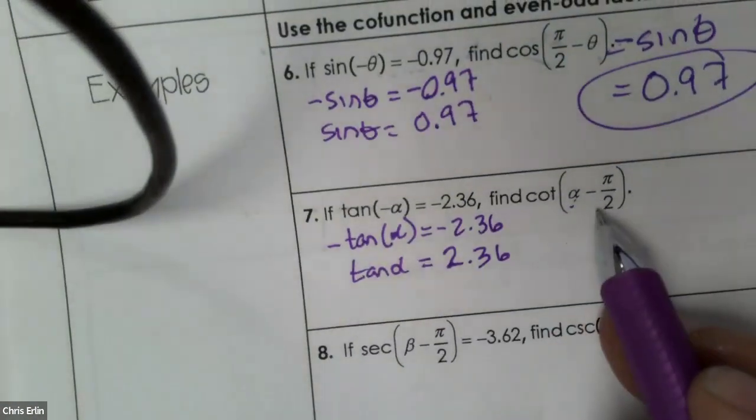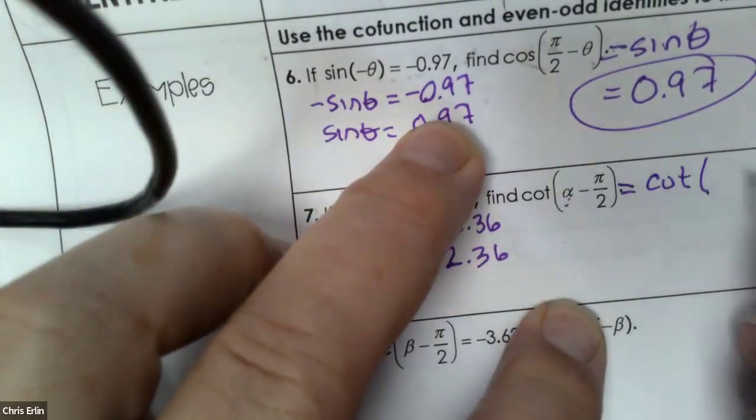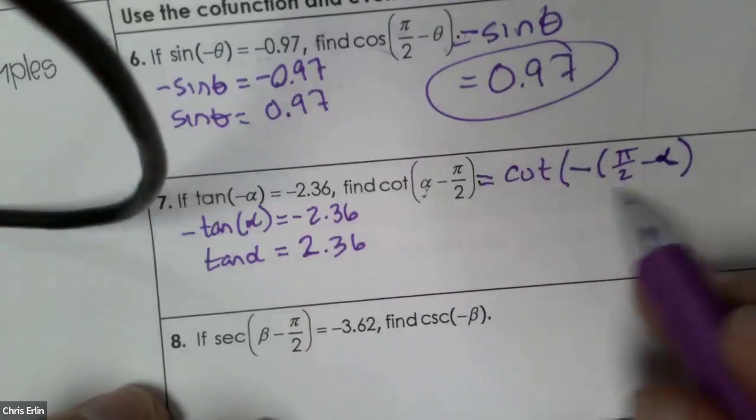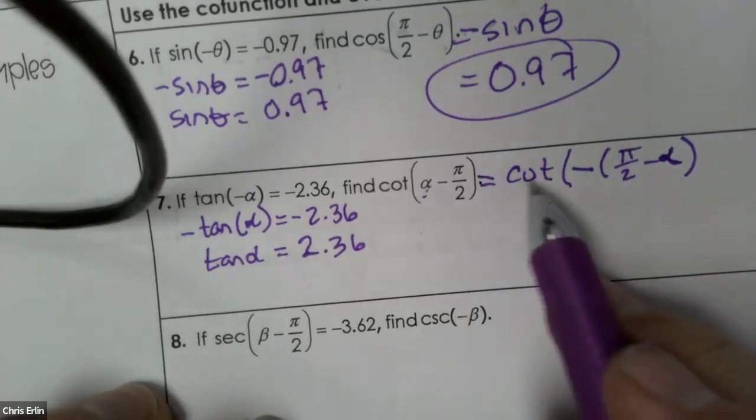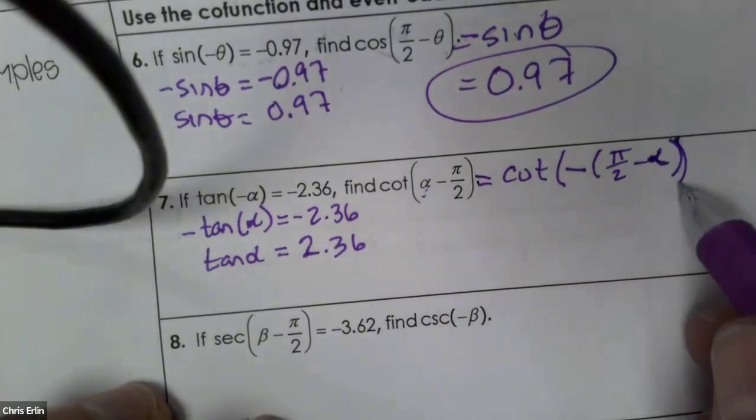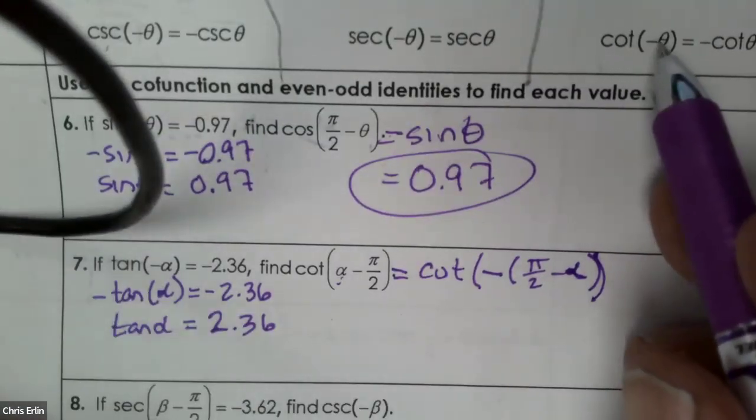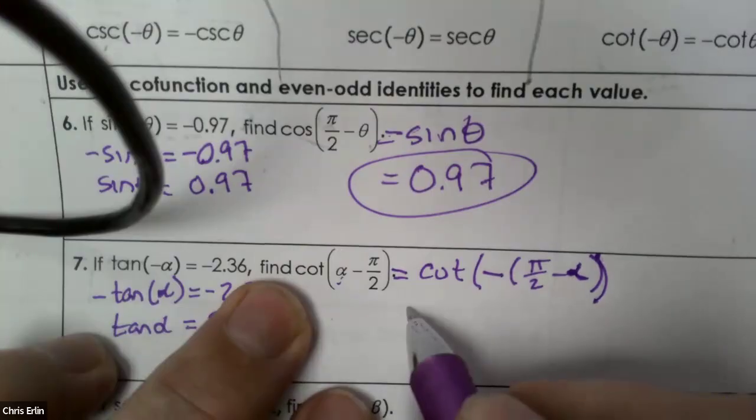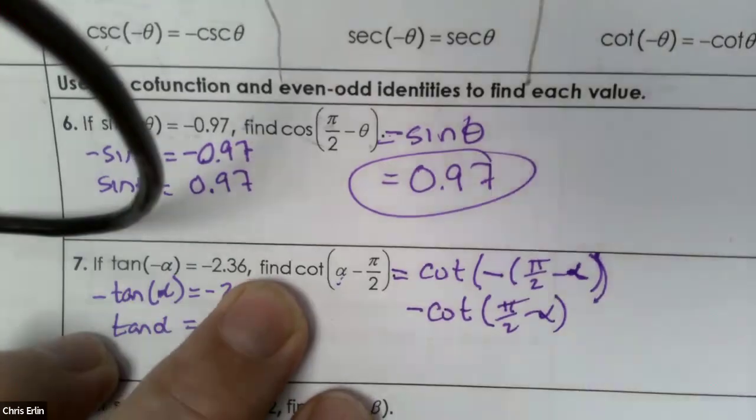So when I see this, alpha minus pi over 2, I'm going to treat this as the cotangent of negative pi over 2 minus alpha, because this is that cofunction I was looking for. Now, this is the cotangent of a negative angle. Cotangent is an odd function. So when I have the cotangent of a negative angle, it's the same as negative the cotangent of the angle. So I can rewrite this as negative cotangent of pi over 2 minus alpha.